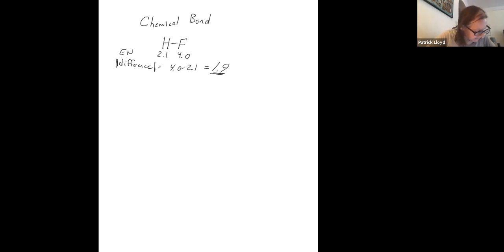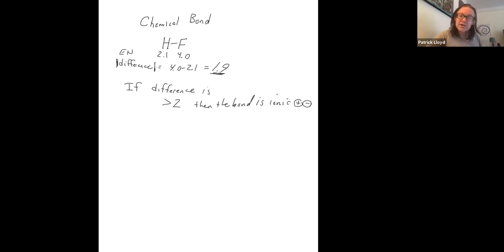And then you use the following kind of guidelines. If the difference is greater than 2, then the bond is ionic. Positive, negative. It's an ionic bond. It's not even a covalent bond.